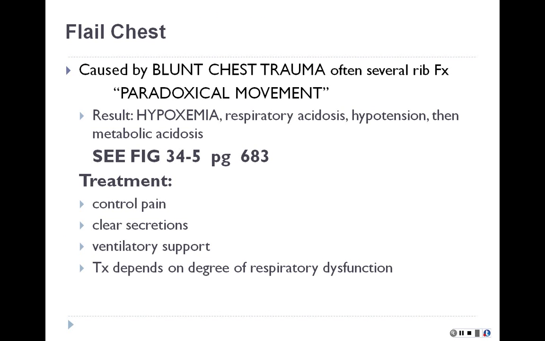Kind of move back to the flail chest I talked about a minute ago, usually caused by blunt trauma and that paradoxical movement. Usually when we're looking at the chest, we're seeing symmetry. The chest comes up and down the same. But with that flail chest, it doesn't. It moves inward on inspiration and outward on expiration and balloons out. So that's kind of the freaky thing of that paradoxical movement.